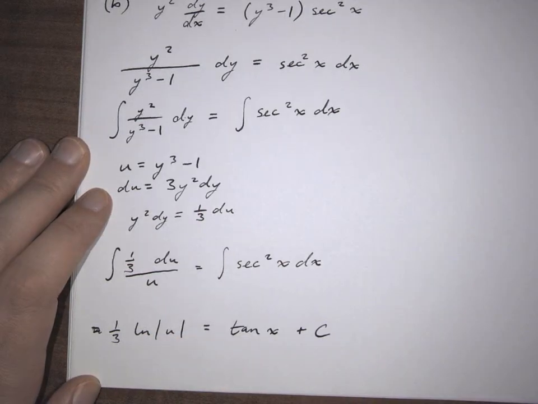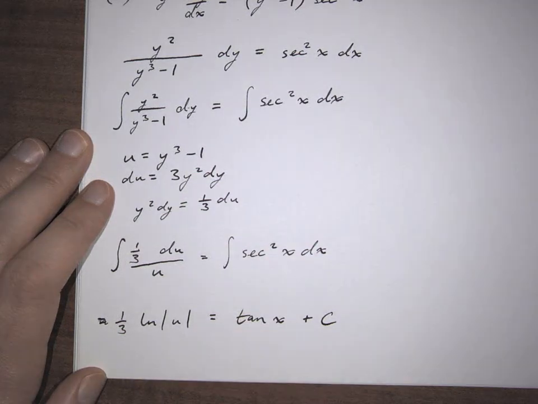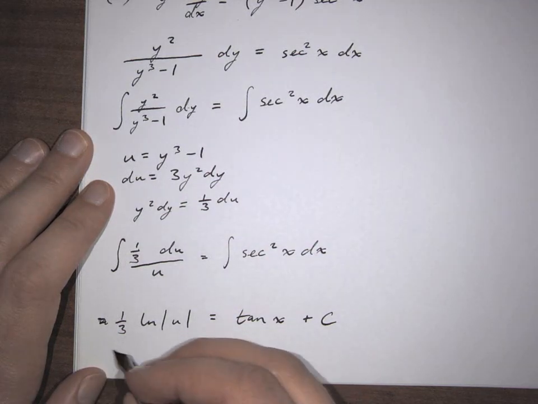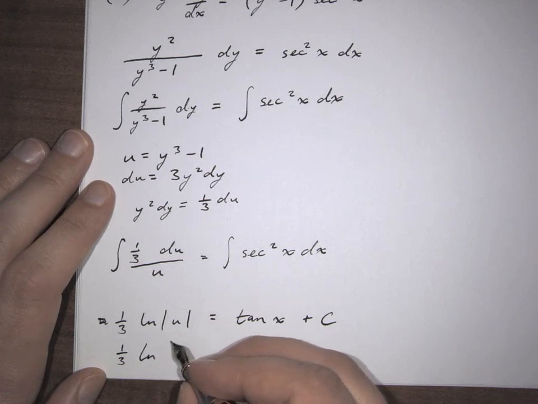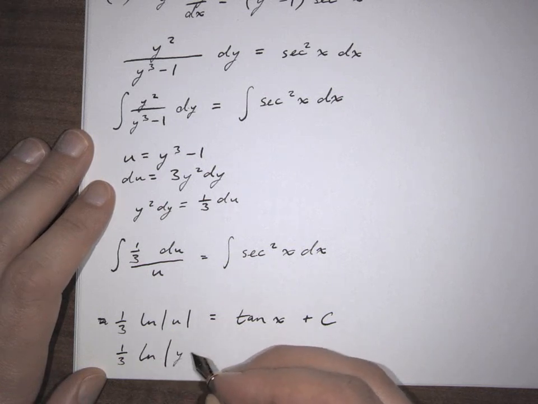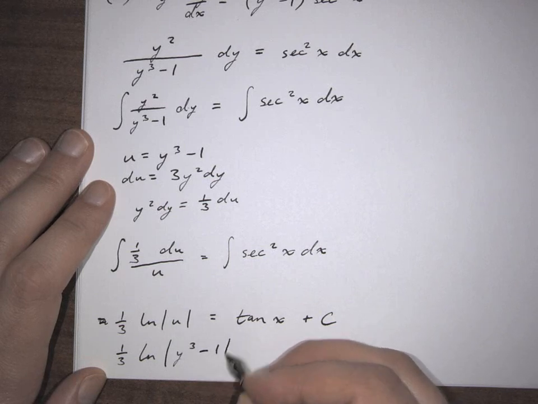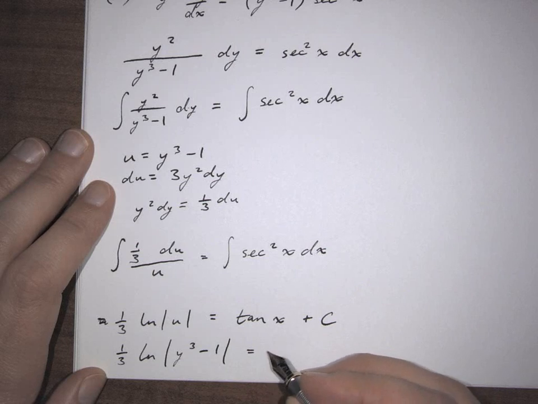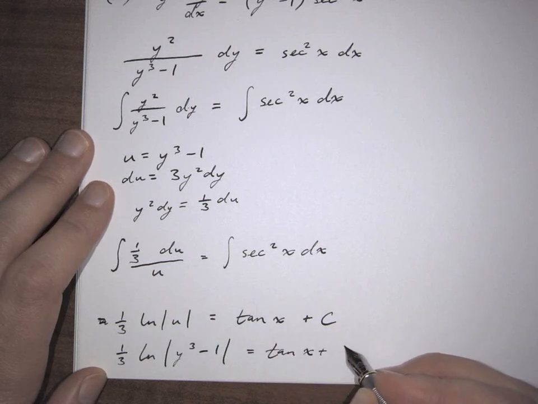And then u was totally our fabrication. We invented u. So then what we're going to have to do is return it to the y's that it came from. So it's going to be 1/3 the natural log of the absolute value. It's important in this. Don't forget the absolute value. y cubed minus 1 equal to tan x plus c.